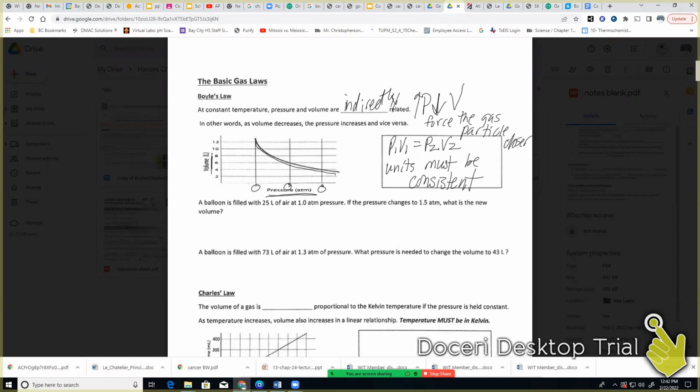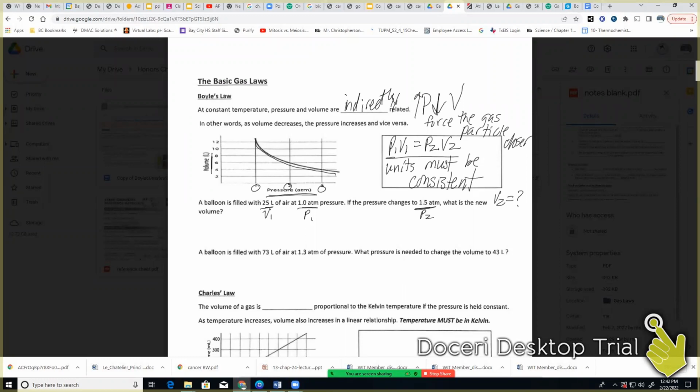All right, so we'll just look at a couple of problems like that. Like I said, you can see you have 4 variables. We're going to know 3 of them, and you're going to do a little algebra to solve for the other one. So if we look at our problem, a balloon is filled with 25 liters at 1 atmosphere pressure. So liters is a volume. So this is my V1 and my P1. If the pressure changes to 1.5 atmospheres, so that's my P2, what is the new volume? So V2 is my unknown.